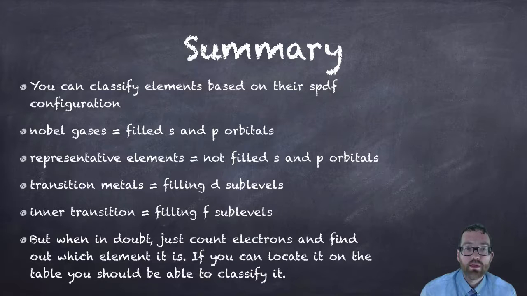Remember, the number of electrons also equals the number of protons, which is the atomic number, which will allow you to locate it on the table, and based on its position, you should be able to classify it.